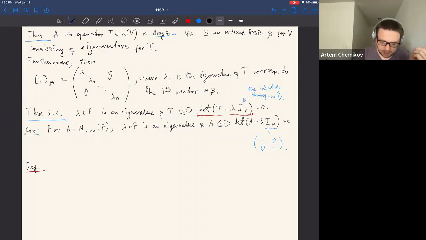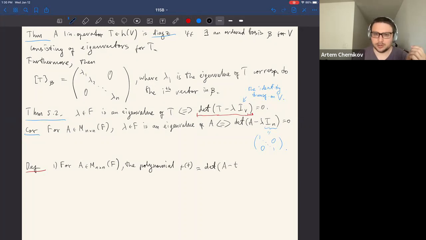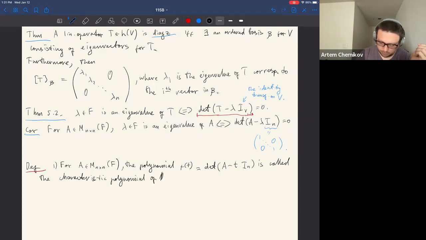Okay, definition. First we define it for matrices. For A, an n by n matrix over F, the polynomial f of t, given by the determinant of A minus t I_n, where I_n is the identity matrix, is called the characteristic polynomial of A.